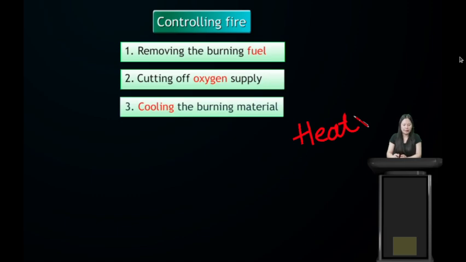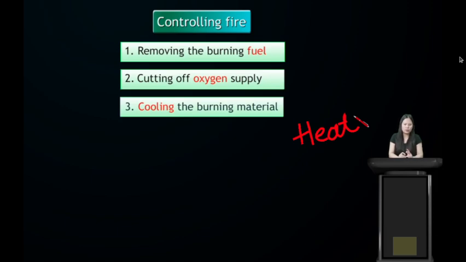So what do we do here? In case of electric fires, we cut off oxygen supply. So how can we cut off oxygen supply? We can cut off oxygen supply by throwing sand at the sockets, right? We can also cut off oxygen supply by using a carbon dioxide fire extinguisher.